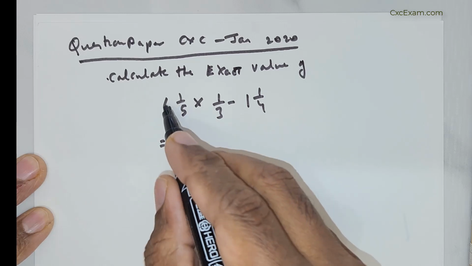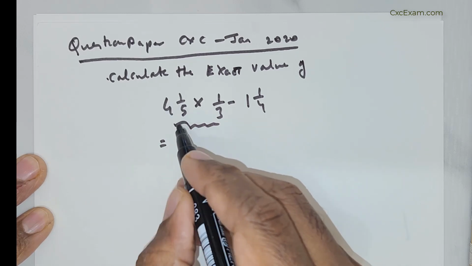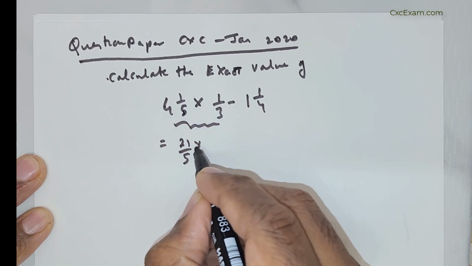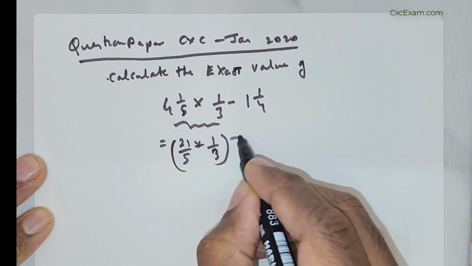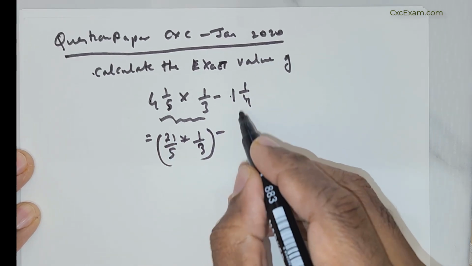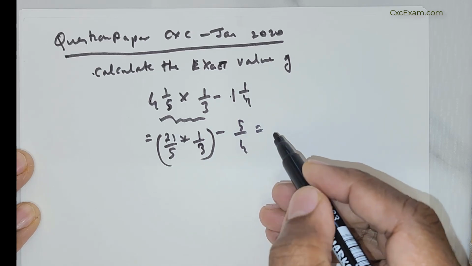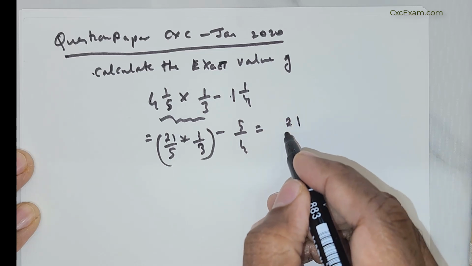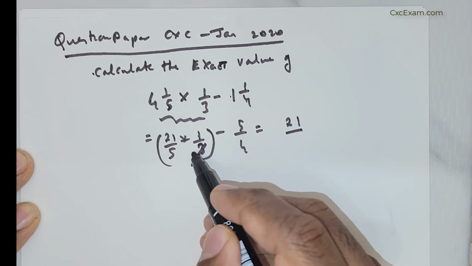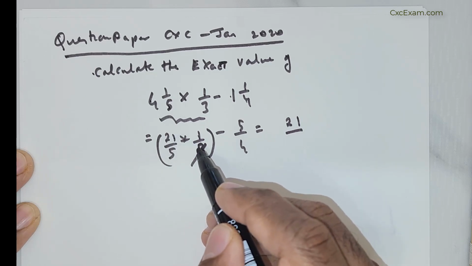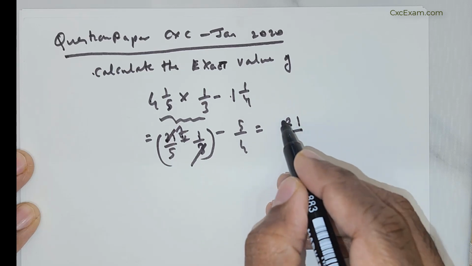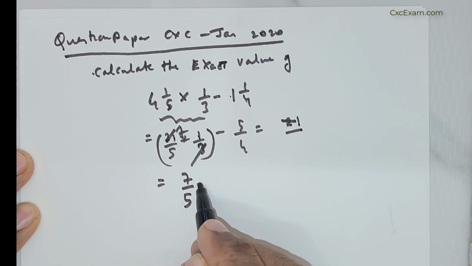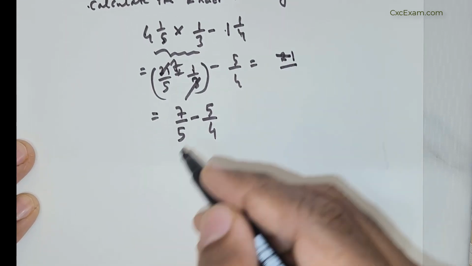So foremost, what I wish to do is club these two together. 4 into 5 is 20, added with 1 is 21 over 5, multiplied with 1 over 3. Negative 4 times 1 is 4, added with 1 is 5 over 4. Now 21 times 1 is 21. Of course, I can reduce here with 3. I already see a 3 here. So 3 divides 21 7 times. So I can rewrite this as 7 times 1 divided by 5, negative 5 over 4. So this is what I've got.